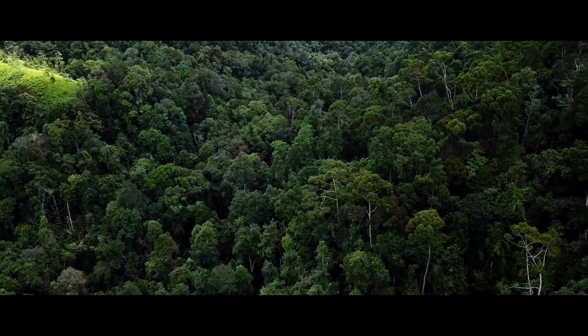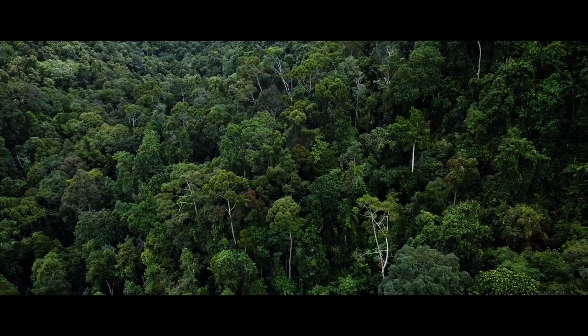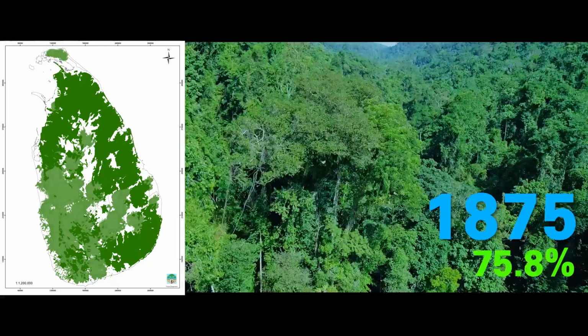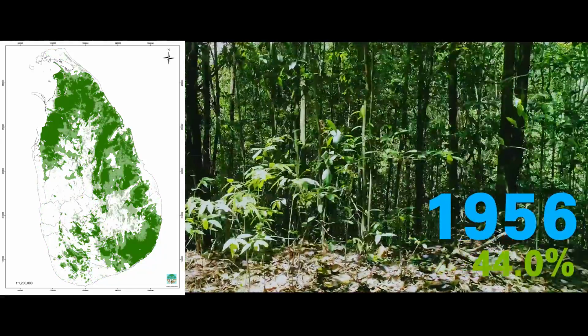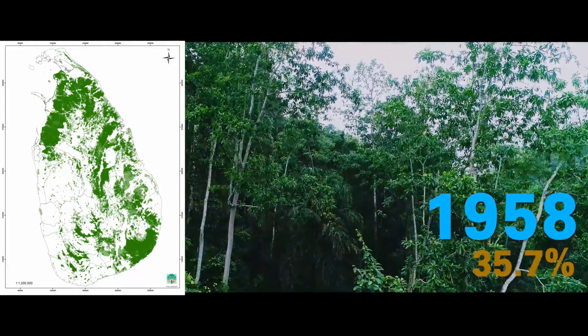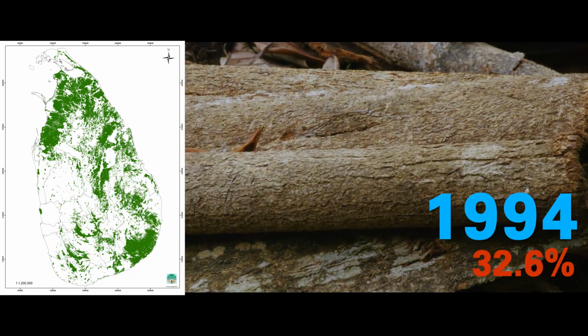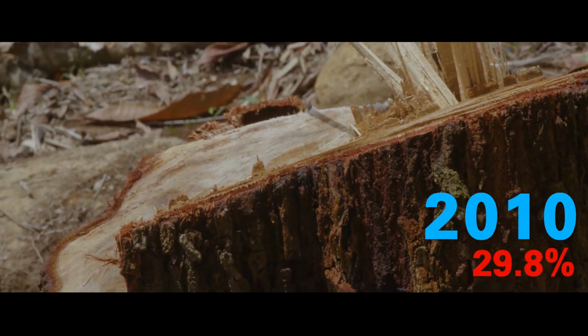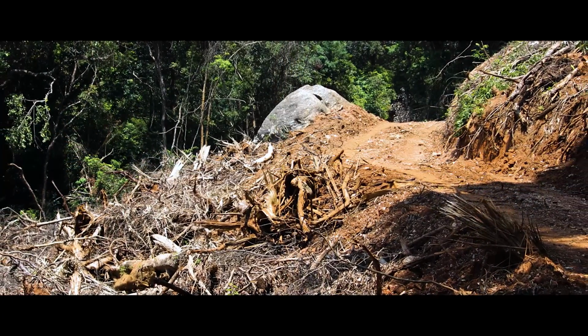Centuries ago, more than 70% of Sri Lanka was covered with forests. The forest cover of the country at present is 29.7%. It was 71% in 1881, and after that it became 44% in 1956. Thereafter it became 33% in 1992, and at present it is 29.7%. There are several reasons for the loss of forest cover in Sri Lanka.